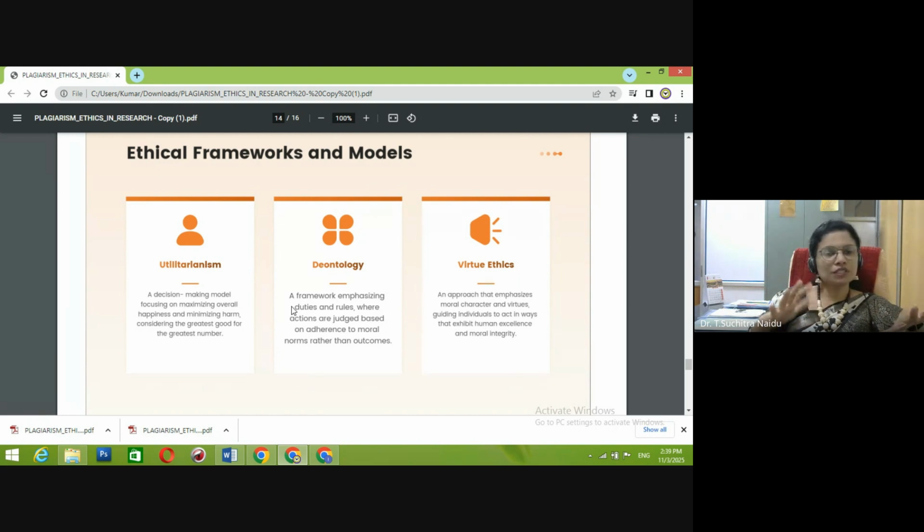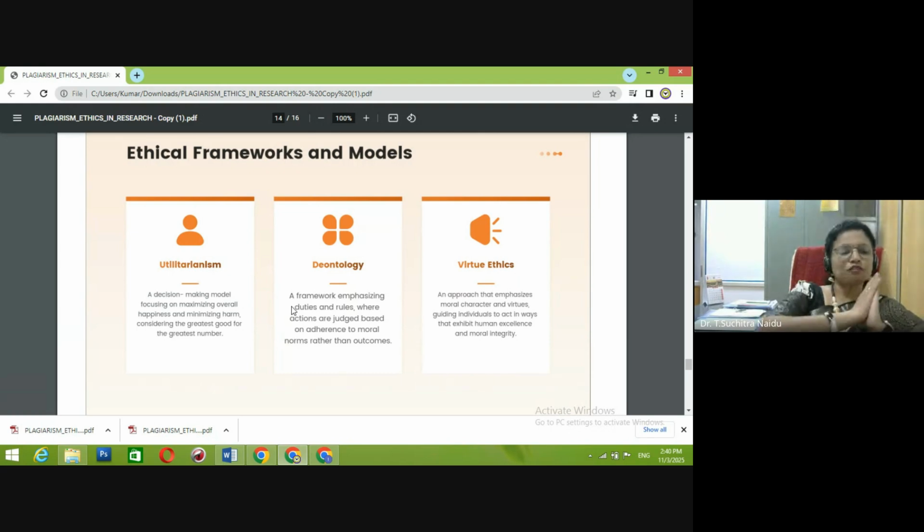It's not what comes to my mind at that moment. It's not like that. It's a structured format. So now under this ethical framework, we have certain models. We actually have 5 models, but these 3 are more prevalent. So the first one is utilitarian.